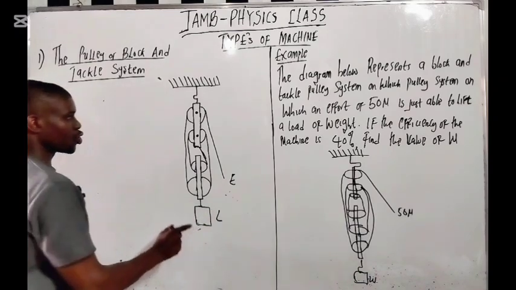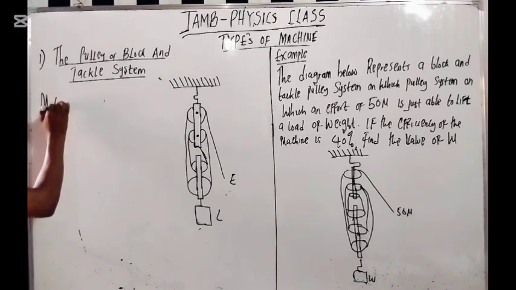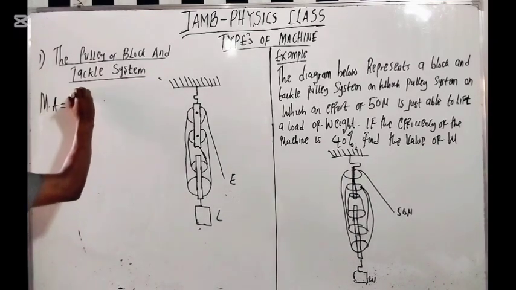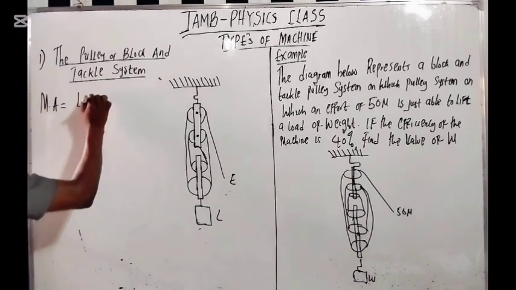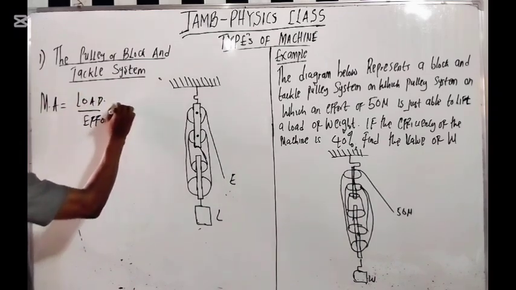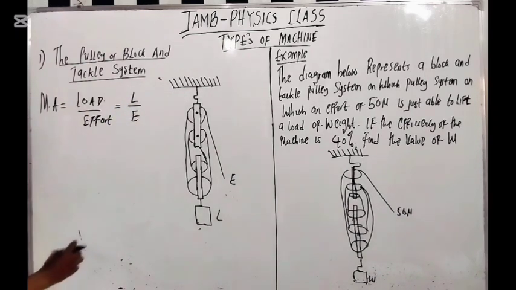Now you have to know the mechanical advantage. Mechanical advantage is always equal to load over effort, which is L over E. That is called mechanical advantage.